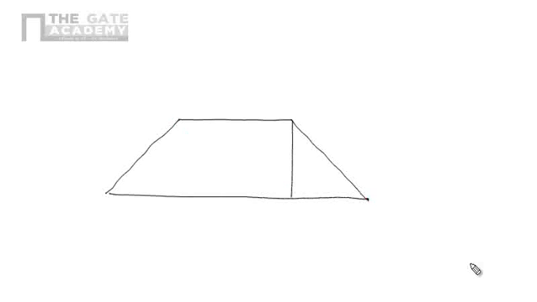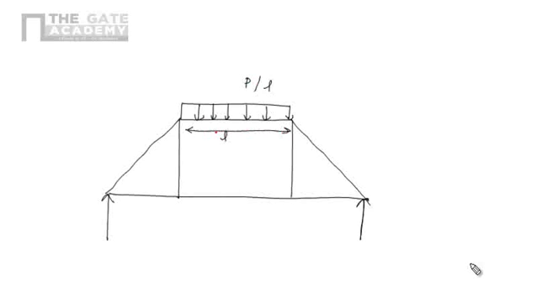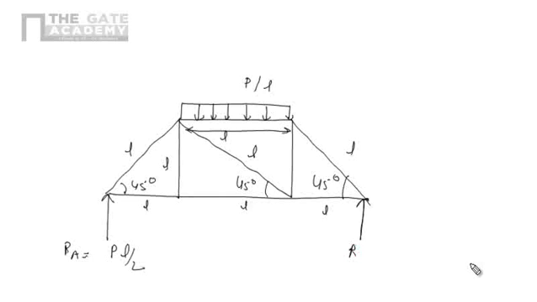I am again drawing the truss for our understanding. This is the given truss. Here it is a uniformly distributed load. Intensity is P per unit length. This length is L. Here there is one more member. Length is L, L, L. All are having the same length. These angles are 45 degree, 45 degree, 45 degree, and we know RA equals to PL by 2. Here RB equals to PL by 2. That is point B. A, C, D, E, and F.